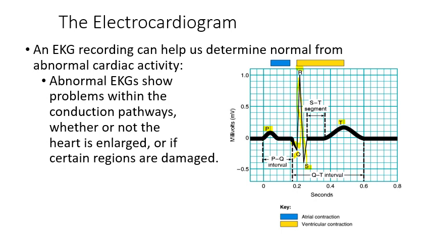The first one, the P wave, represents atrial depolarization. So when the atria depolarize, that means we're getting an electrical signal through the atria. That atrial depolarization, that electrical signal, is going to trigger those muscle cells in the atria to contract. When they contract, that's atrial systole. So that's what's happening at the P wave. The P wave represents atrial depolarization, which is going to result in atrial systole.